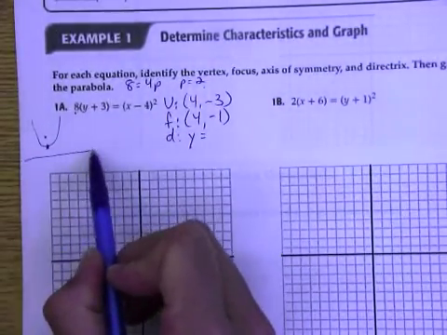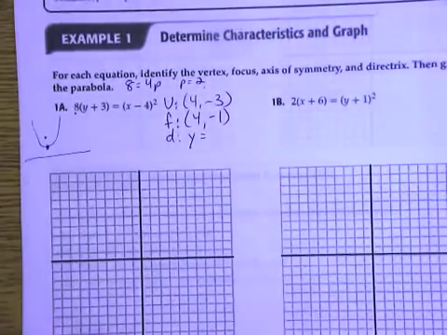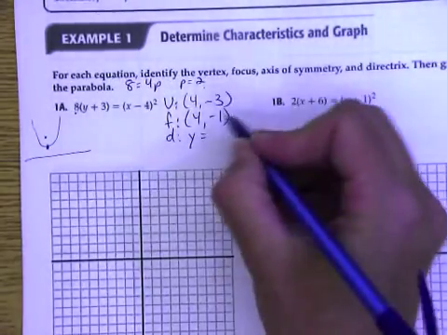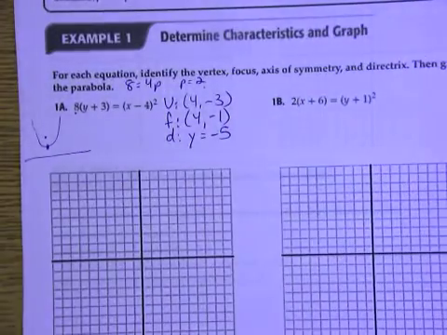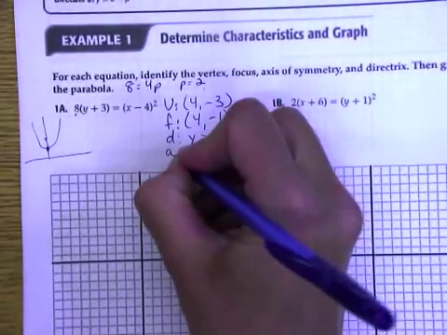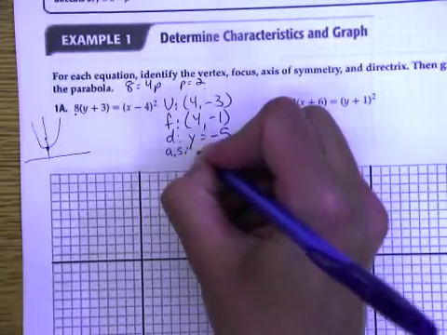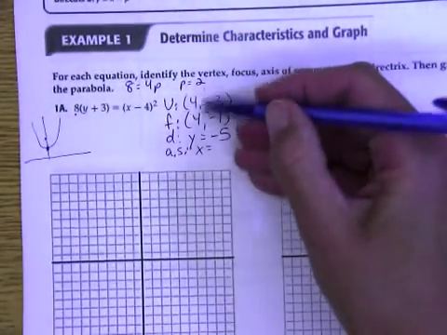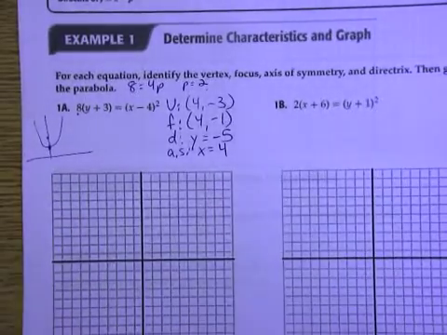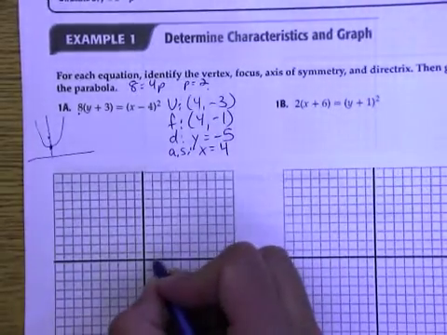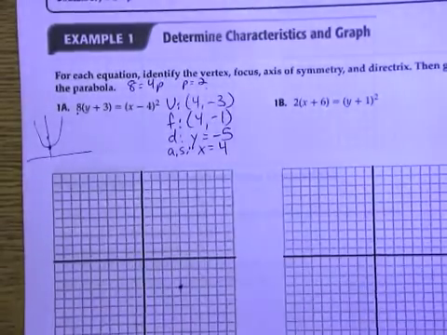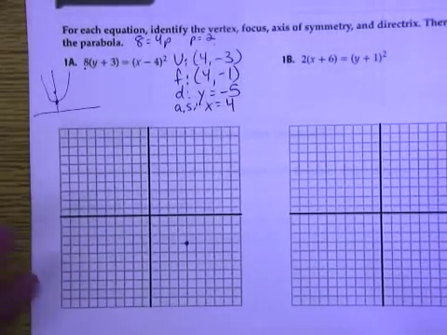That's a horizontal line, so I already know that's going to be y equals something. And similarly, this directrix is p spaces below the vertex. So what's 2 spaces below this? It's negative 5. And then finally, the axis of symmetry, that's this line. That's going to be a vertical line. So it's going to have the equation x equals, notice, 4. And then we graph it. So our vertex is 4, negative 3.